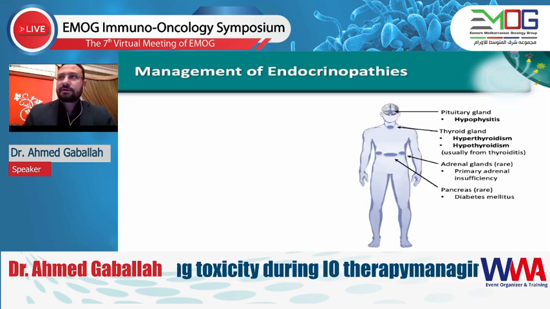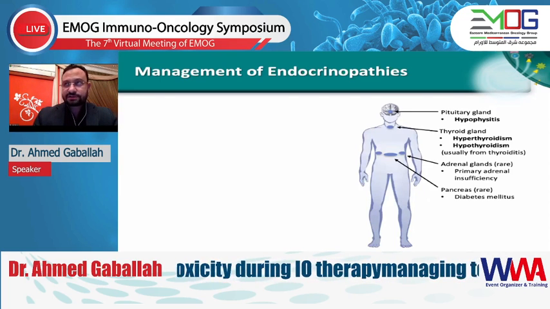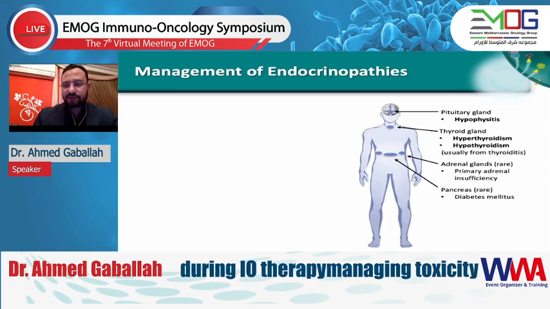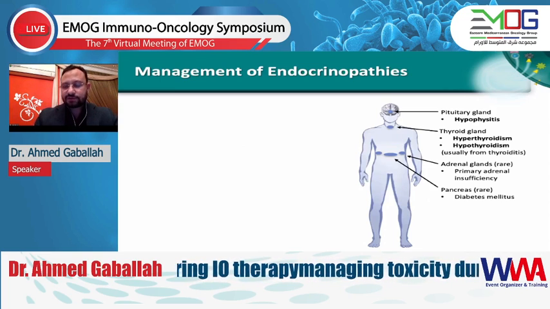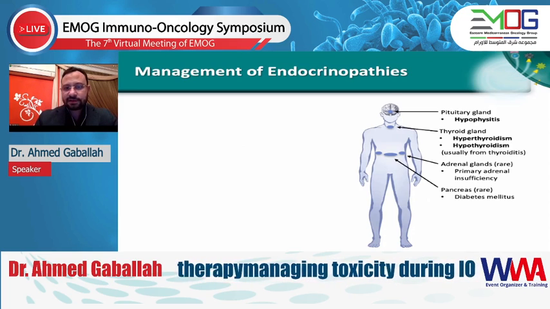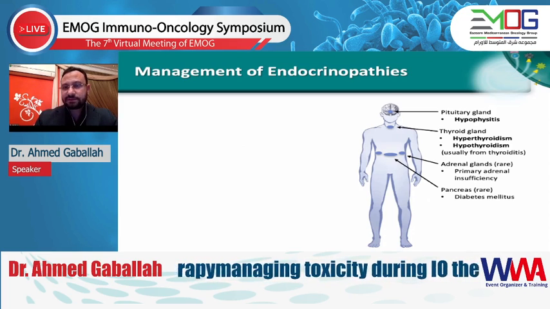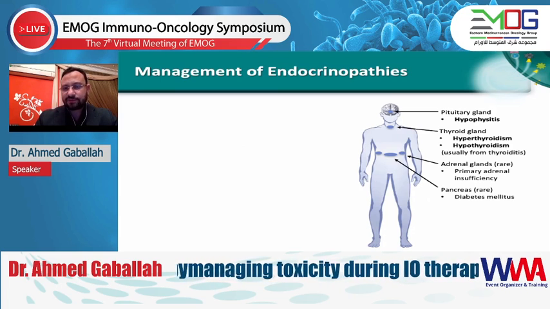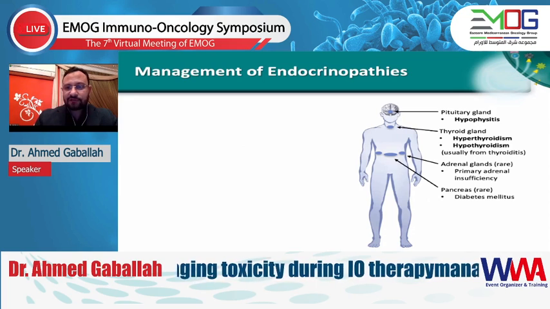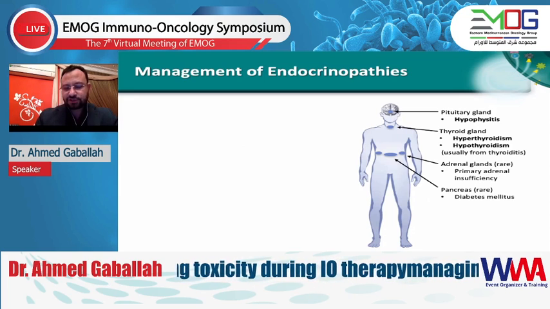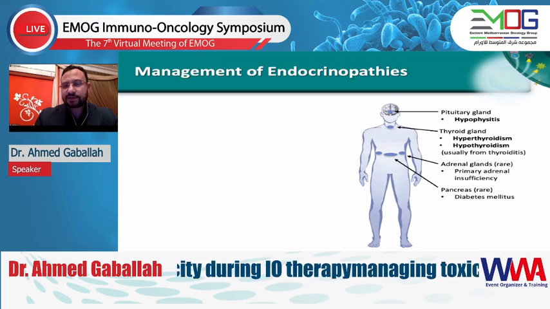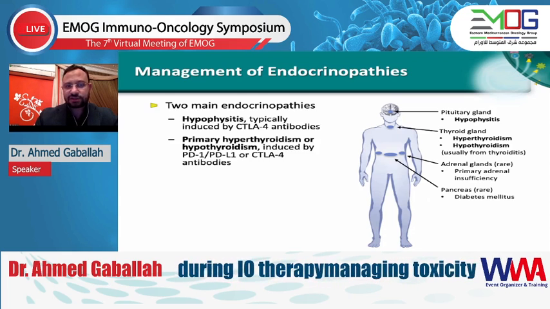The second part of our organs that can be affected is the endocrine system. Actually, we have a lot of endocrinopathies that can occur with immunotherapy. The most common is the thyroid gland, followed by the pituitary. We can have immune-related hyperthyroidism or hypothyroidism. Rarely we have hypophysitis, especially when we are using CTLA-4 inhibitors. Rarely we have pancreatitis or adrenal insufficiencies.